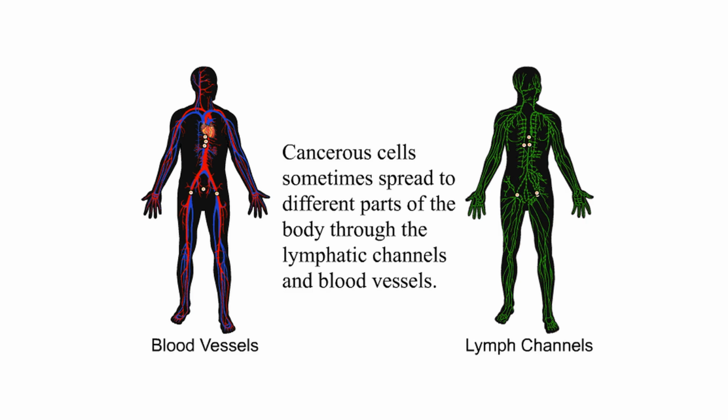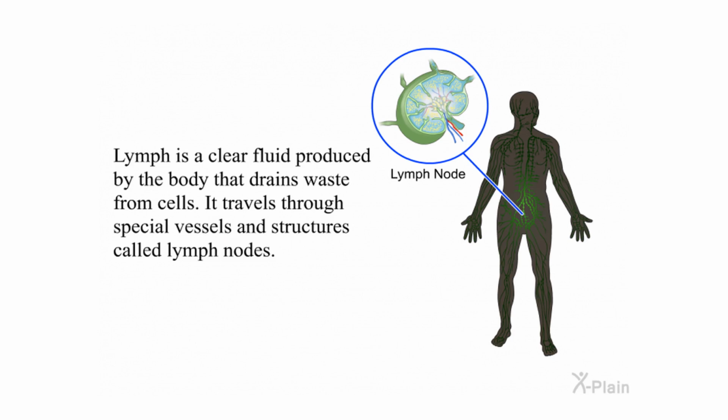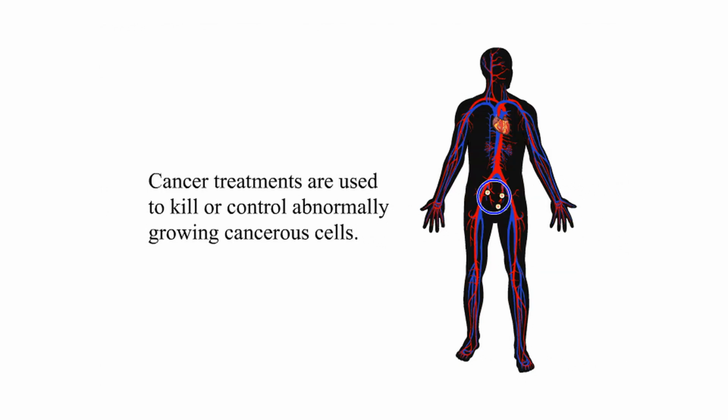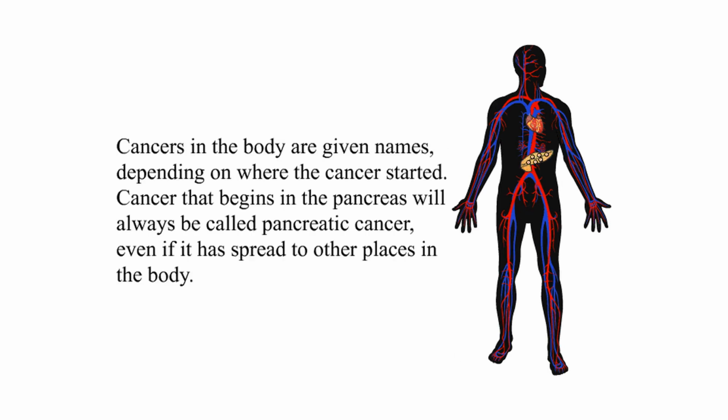Cancerous cells sometimes spread to different parts of the body through the lymphatic channels and blood vessels. Lymph is a clear fluid produced by the body that drains waste from cells. It travels through special vessels and structures called lymph nodes. Cancer treatments are used to kill or control abnormally growing cancerous cells. Cancers in the body are given names depending on where the cancer started. Cancer that begins in the pancreas will always be called pancreatic cancer, even if it has spread to other places in the body.